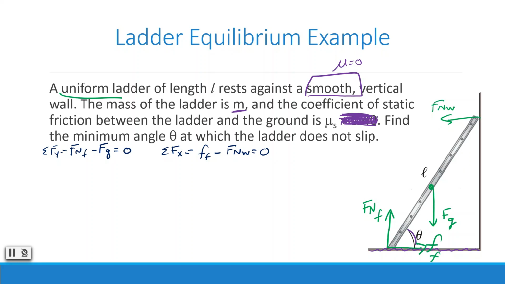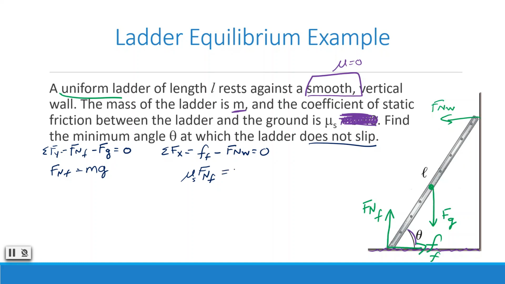Well, let's see what we can do in terms of what we know and what we don't know. So Fn of the floor has to equal our gravitational force, which is just m times g. Okay, well, that's good to know. I know mass, I know g. So it's possible that I could therefore find the normal force of the floor. The force of friction of the floor, I'm looking at the point where the ladder does not slip, so that means I can assume that the force of friction of the floor is going to be mu Fn. I'm going to call that mu S, and that's going to be times Fn of the floor.